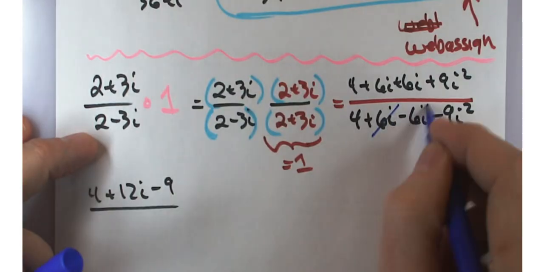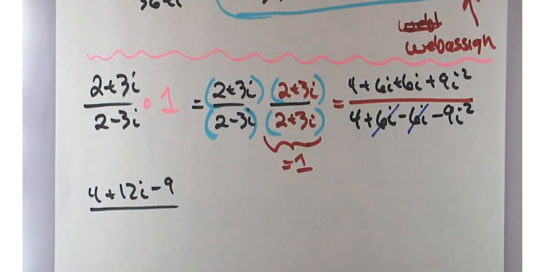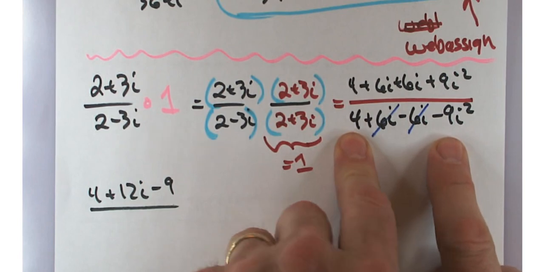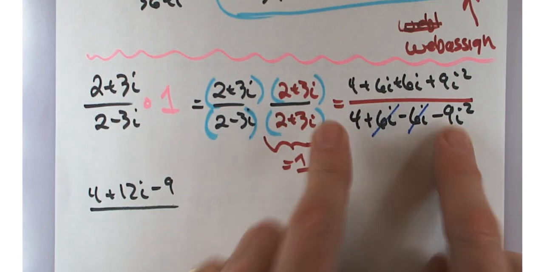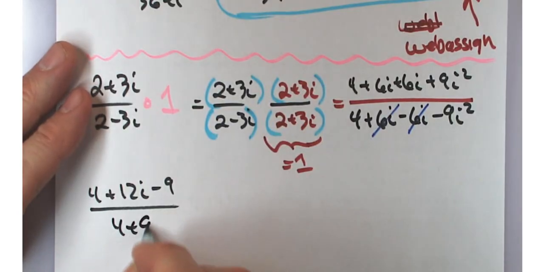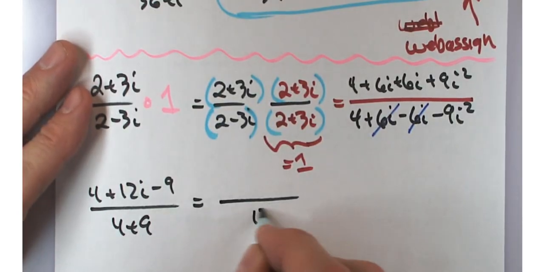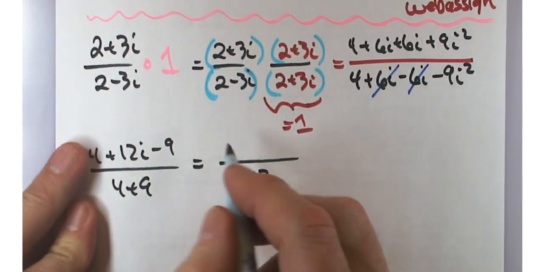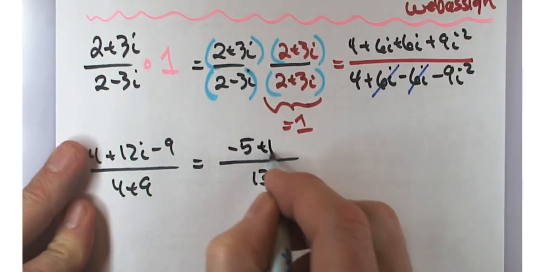6i and 6i, those cancel out. What about the minus 9i squared term? Blake, how's that one simplify? It's going to be plus 9. Yeah, so 4 plus 9 gives me 13. Thanks, Blake. And 4 minus 9 gives me minus 5 plus 12i.